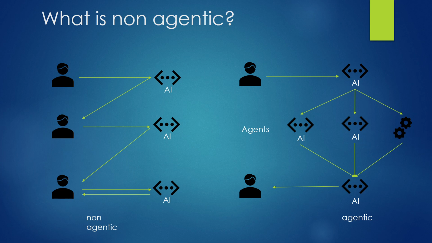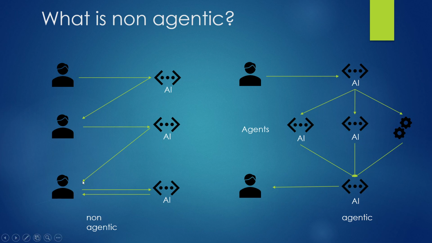Here on the left side, you have a simple diagram where a human is interacting with the AI system. This is something like ChatGPT or Gemini, which you may be aware of. The human is trying to ask a question to the AI. It gives an answer. The human looks at the answer and asks a follow-up question, or maybe asks to refine the answer, or maybe that was not exactly what he was looking for.